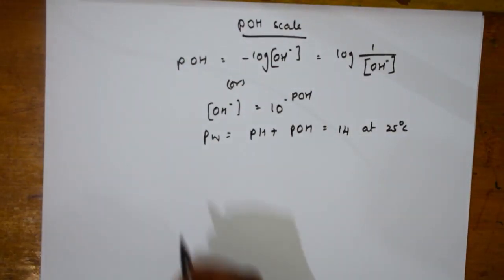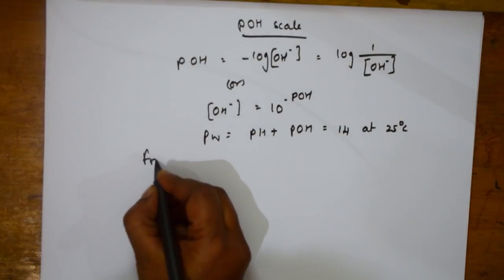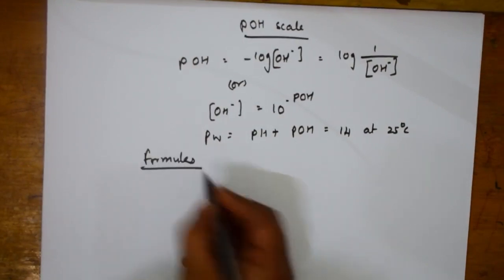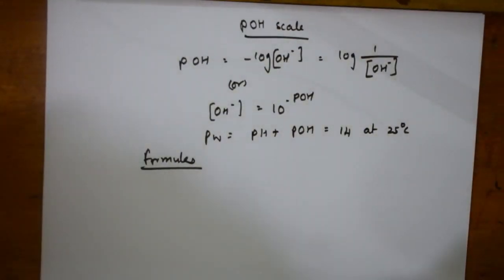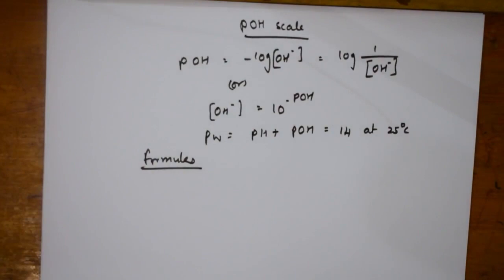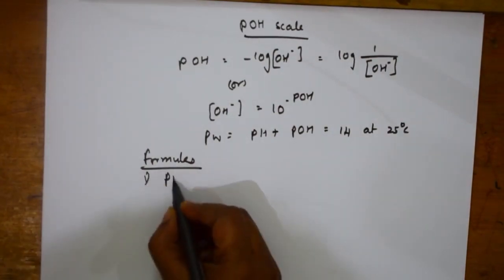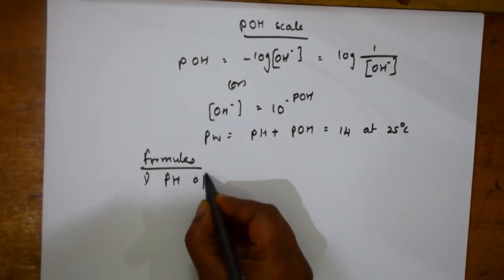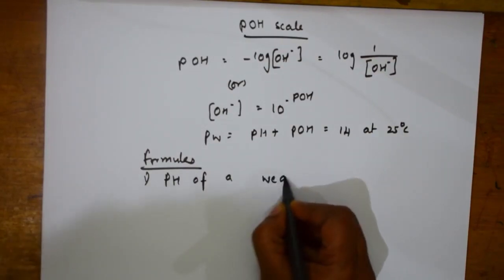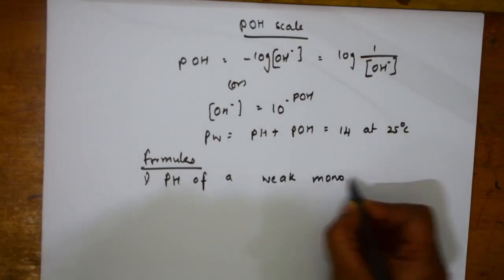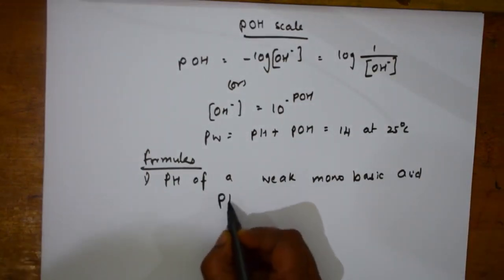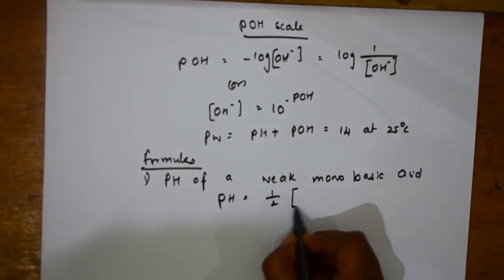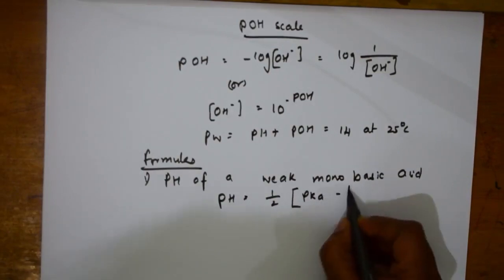Done. Now what should you remember? There are certain formulas you should remember for calculating the numericals. We will be learning pH for monobasic acid and pH for monobasic base. Let us write. The first formula you should remember is the pH of a weak monobasic acid. The formula is pH is equal to half of pKa minus log C.